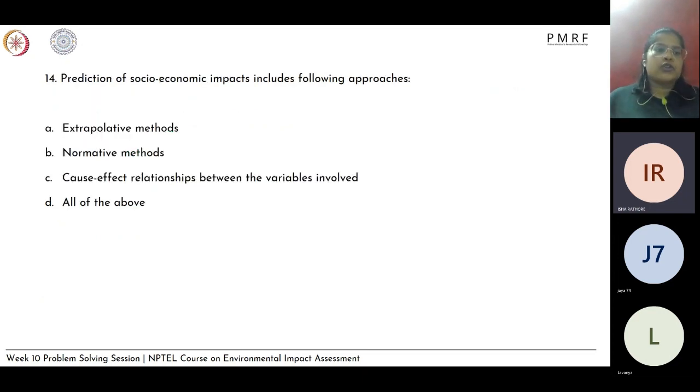Okay, so moving on to question 14. The prediction of socioeconomic impacts includes the following approaches: extrapolative methods, normative methods, cause-effect relationships between the variables involved, or D, all of the above. Okay, so the correct answer is D, all of the above. So all of these methods are used for predicting the socioeconomic impacts.